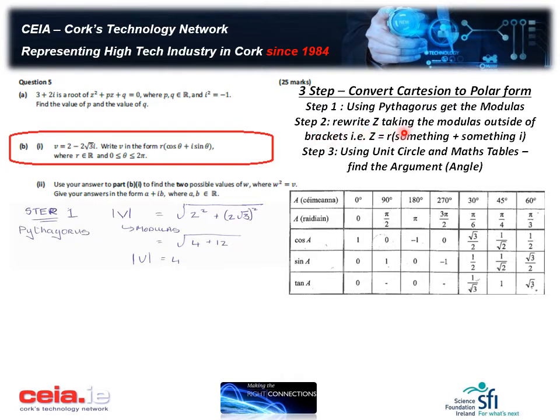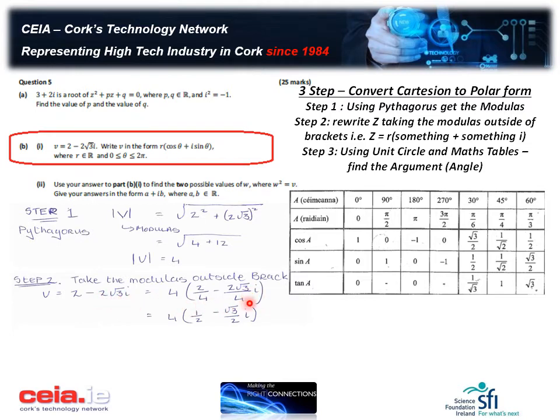Step 2 is rewrite the complex number, taking the modulus outside of the brackets. So we're looking to convert the complex number into a form of modulus, open brackets, something plus something i, close brackets. So v is equal to 2 minus 2 root 3i, and we want that in the form of 4, open brackets, something else. Now, I find that the best way to avoid making simple arithmetic errors at this point is simply to take the elements from here and divide them by whatever you're multiplying outside of the brackets. So 4, open brackets, 2 over 4 minus 2 root 3i over 4.